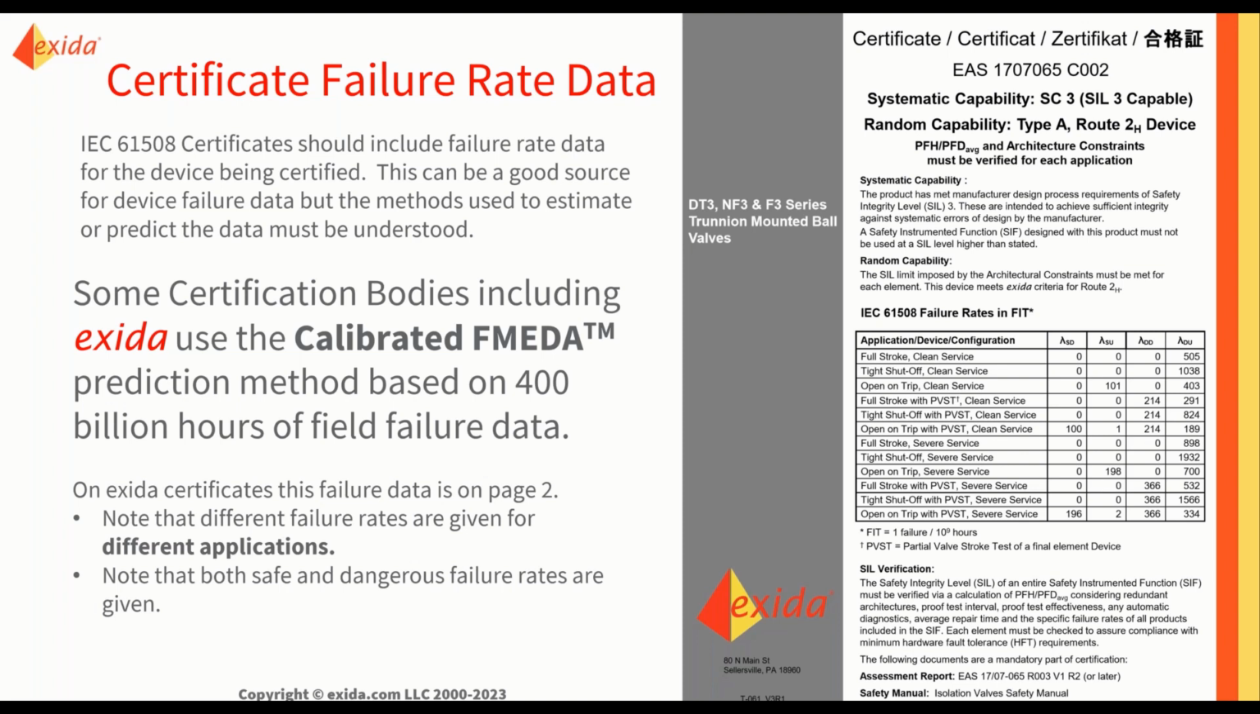Some certification bodies, including exida, use the calibrated FMEDA prediction method. At this point, it's based on over 400 billion unit operating hours of field failure data. That allows us to provide a lot more detail. Note on this one certificate, you can see different failure rates for different applications, different environments, and for SIS too.